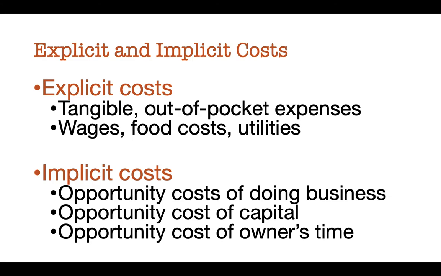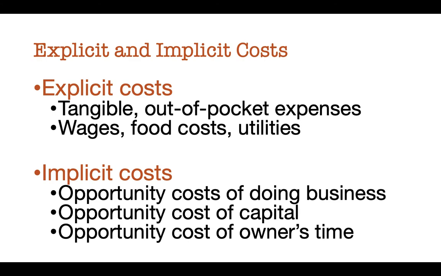So if you were to open your own coffee shop, some explicit costs would be the wages you pay to your employees, the cost of some of your natural resources, like maybe coffee beans or milk or other things you would need to make the cups of coffee. Your utilities expenses, so things like your power and water. But if you have to write a check for it, swipe a card for it, pay cash out of pocket, we're going to call those explicit costs.